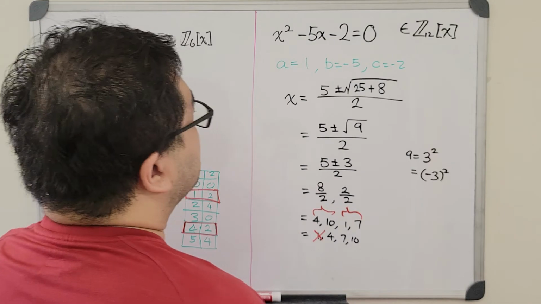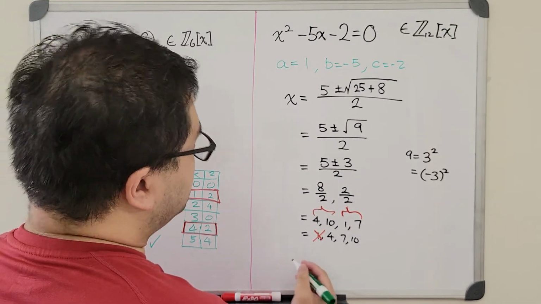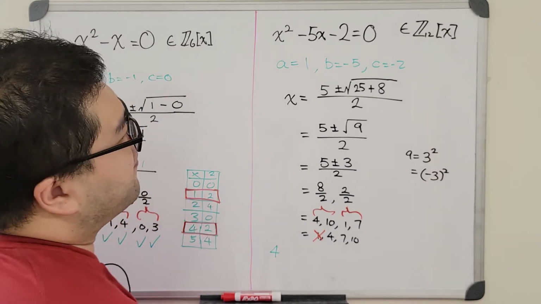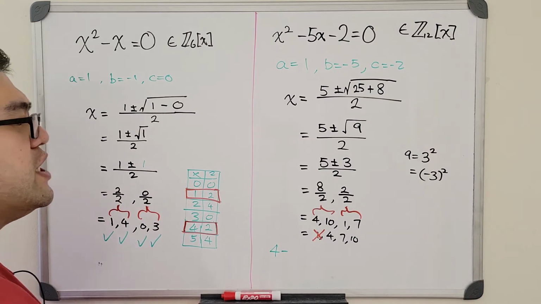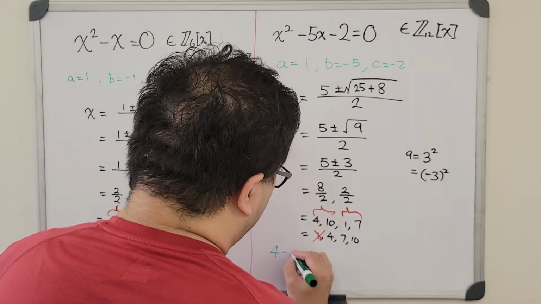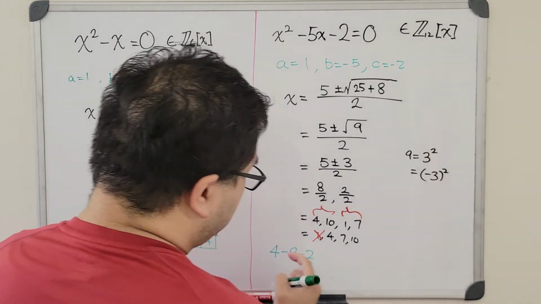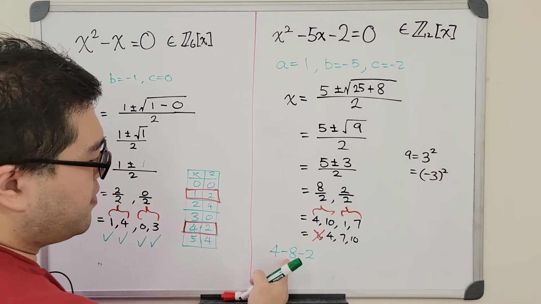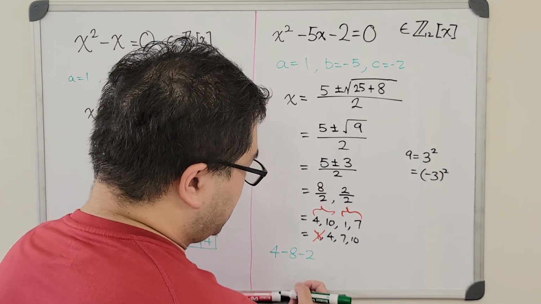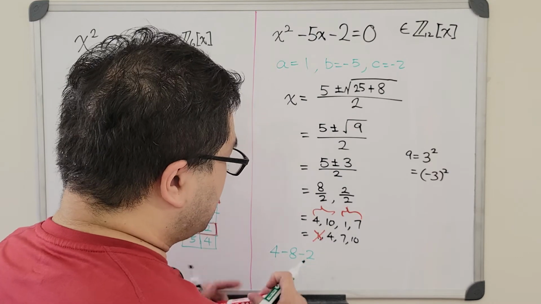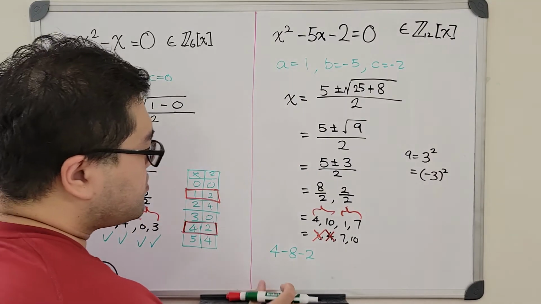Then if we try the second one, 4, we have 4 squared, which is 16, but if we reduce it, it will just be 4, minus 5 times 4, which is 20. Again, 20 is equivalent to 8 mod 12. And then we have minus 2, and what does that give us? We have 4 minus 8, which is -4, minus 2, which is -6. Again, that means that 4 is also not a correct answer.